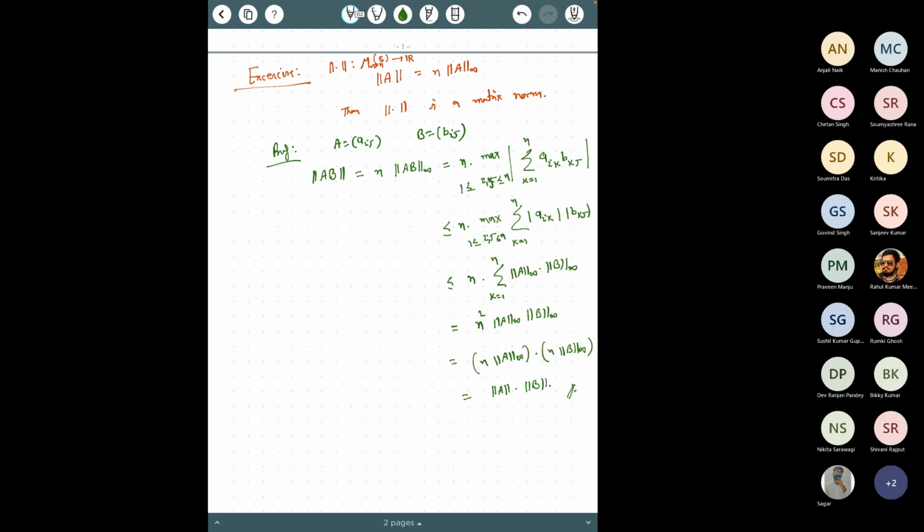So this way you can talk about other norms also, and then you can check whether whatever norm you have defined on Cn becomes a matrix norm or not. You can verify them. But associated with each vector norm, there is a natural matrix norm that is induced by the vector norm on the space of matrices.